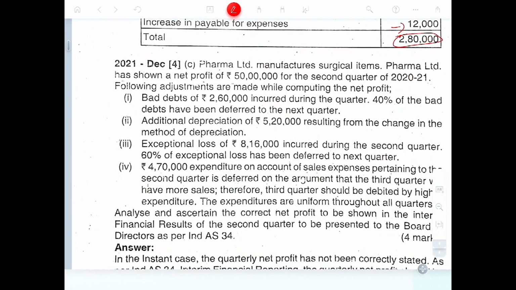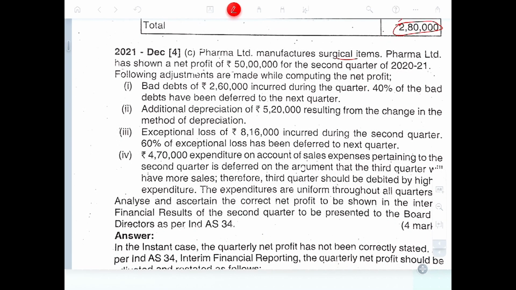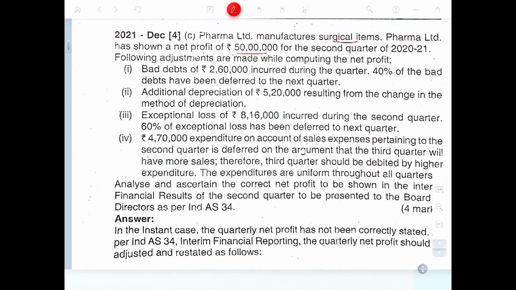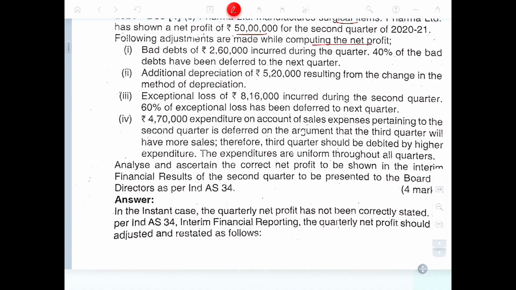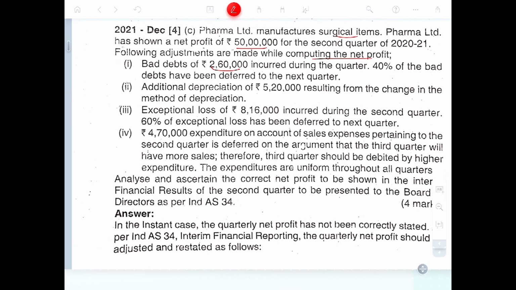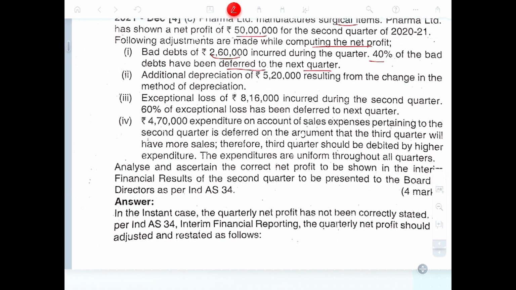Pharma Limited is a manufacturer of surgical items. Pharma Limited shows a net profit of 50 lakhs in the second quarter. The following adjustments were made while computing the net profit. Bad debt of 2,60,000 incurred during the quarter, and 40% of the bad debt has been deferred to the next quarter. It is incurred, so it should be recognized as is; 40% should not be deferred.